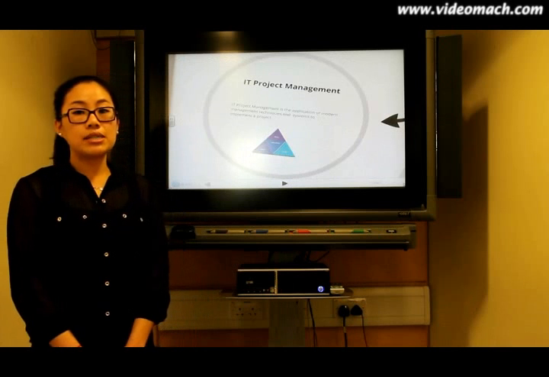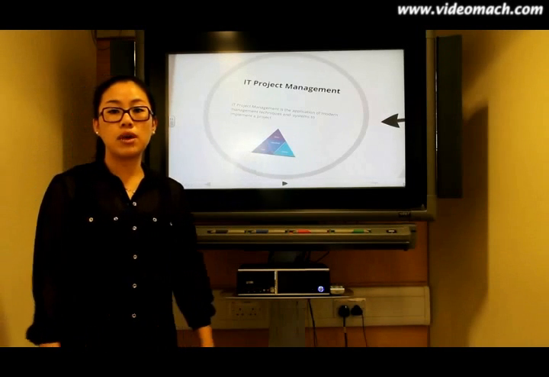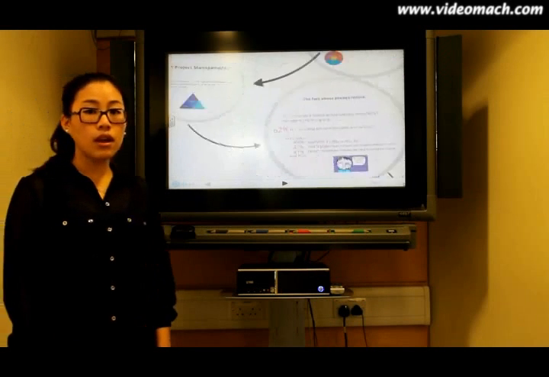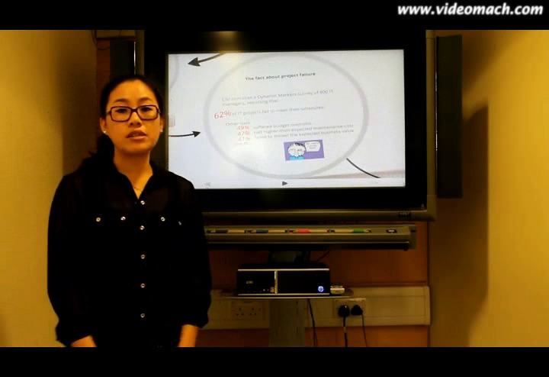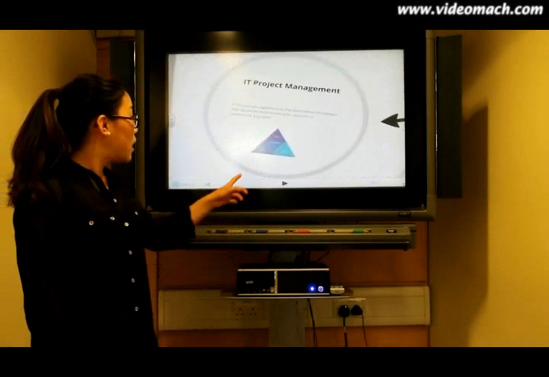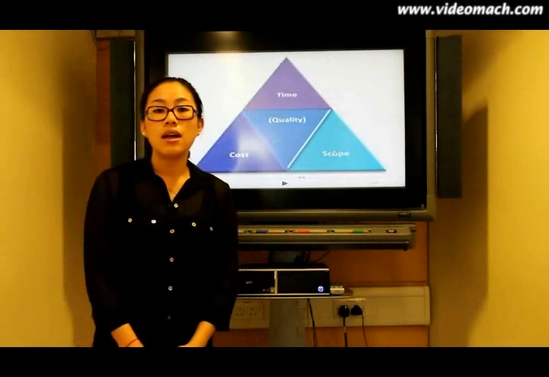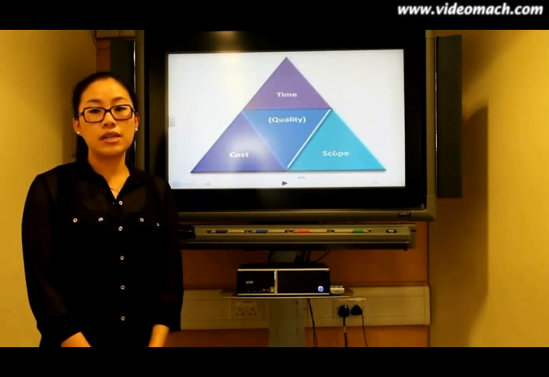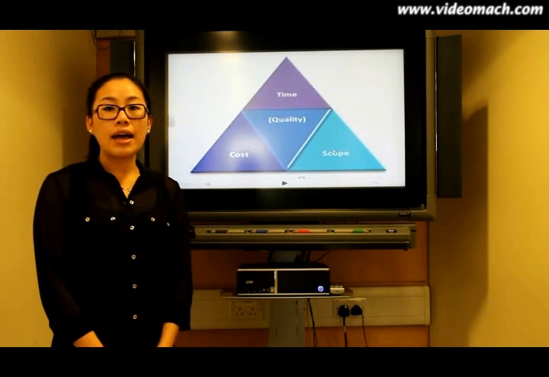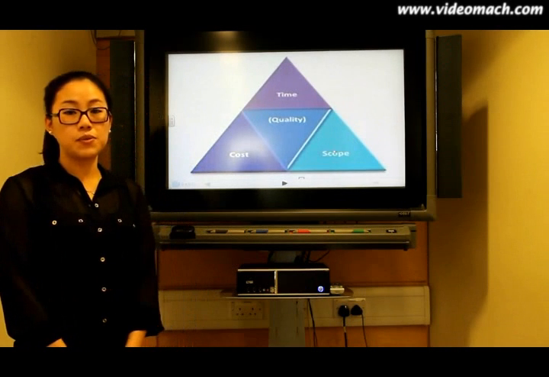Project management is the application of modern management techniques and systems to implement a project from start to finish. Our projects are constrained by three factors, which are cost, time, and scope. For a project to be successful, these three constraints must be in equilibrium. Any change to one factor will have an impact on the others.